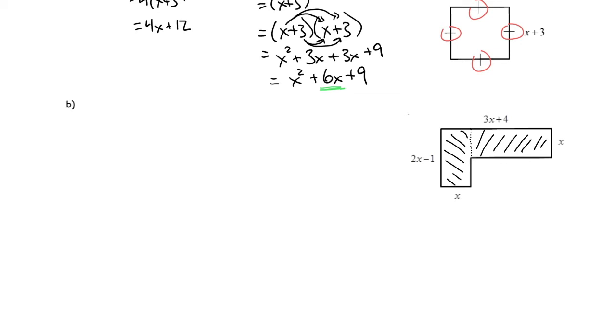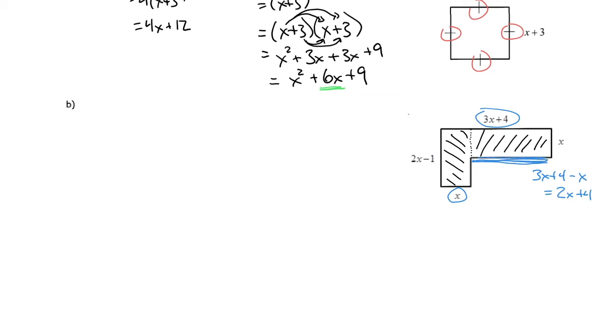Now, this length right here is going to be this top side here, 3x plus 4, minus this little bit right here. So this is going to be 3x plus 4 minus x, or 2x plus 4. Okay, that is the length of this side right here.